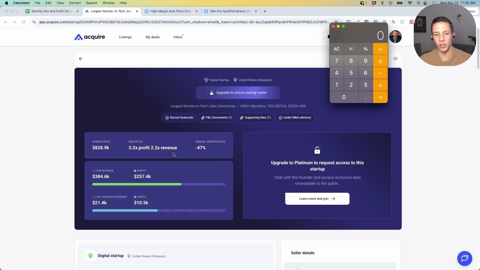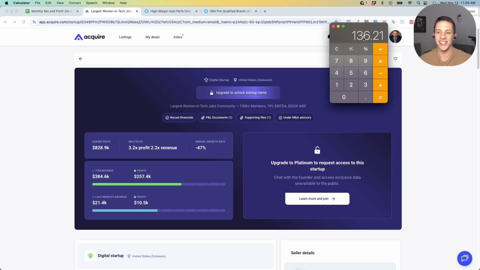So you have to look at this going forward and say, okay, in the next 12 months after I buy this business, my $257,000 profit doesn't exist anymore. Instead, what I'm going to have is, multiply that by 53% to account for that, where I'm going to have $136,000 of profit.